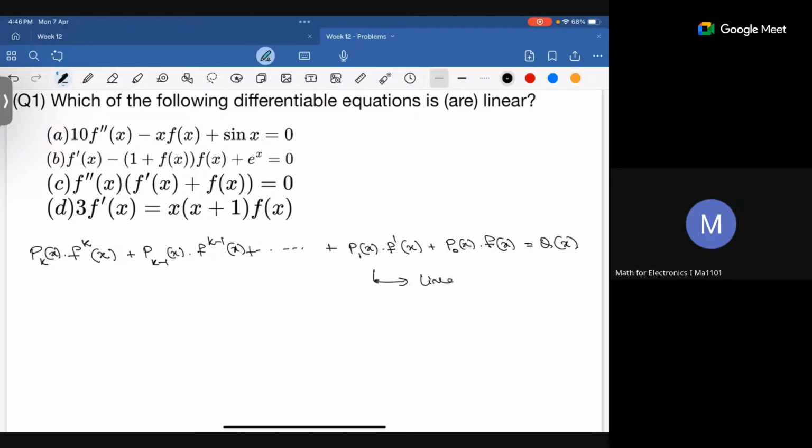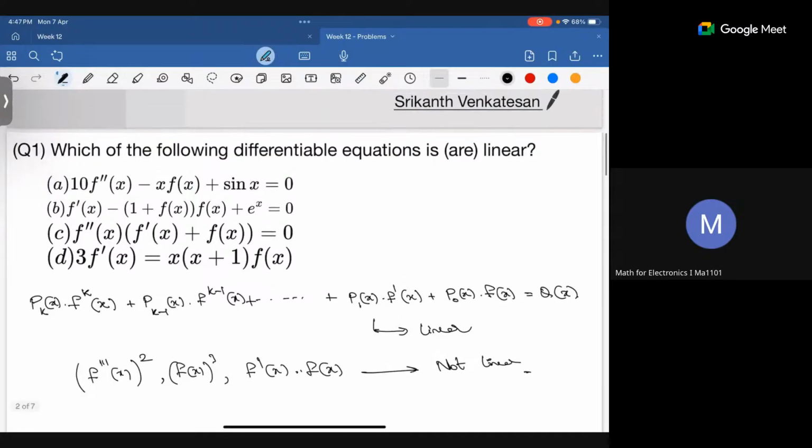What are non-linear? If I have something like f triple prime of x whole square, or f of x whole cube, or f prime of x getting multiplied with f of x. So even here the power is 2, right? So f prime of x getting multiplied with f of x, and what else? So like this. If you see these kind of terms, these are non-linear.